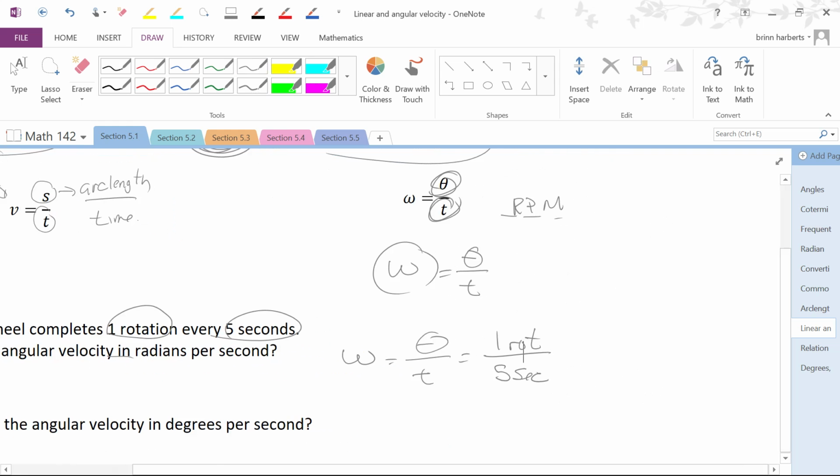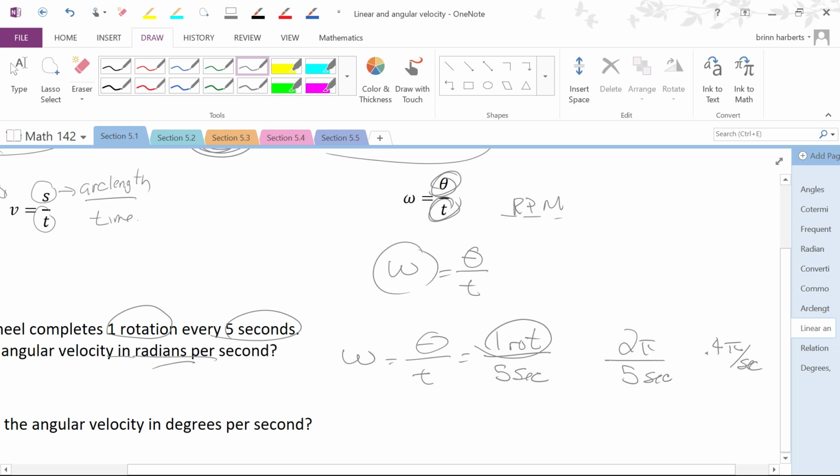Okay. But they want me to do it in radians. So I've got to figure out what 1 rotation is in radians. Well, 1 rotation is an entire circle. So that's 2 pi radians in 5 seconds. I could divide that and make this 0.4, because 2 divided by 5 is 0.4 pi per second.